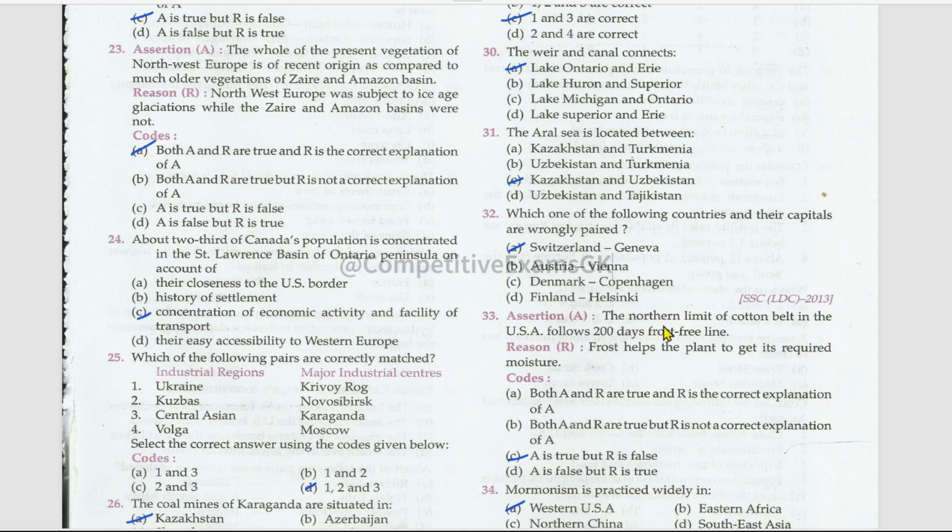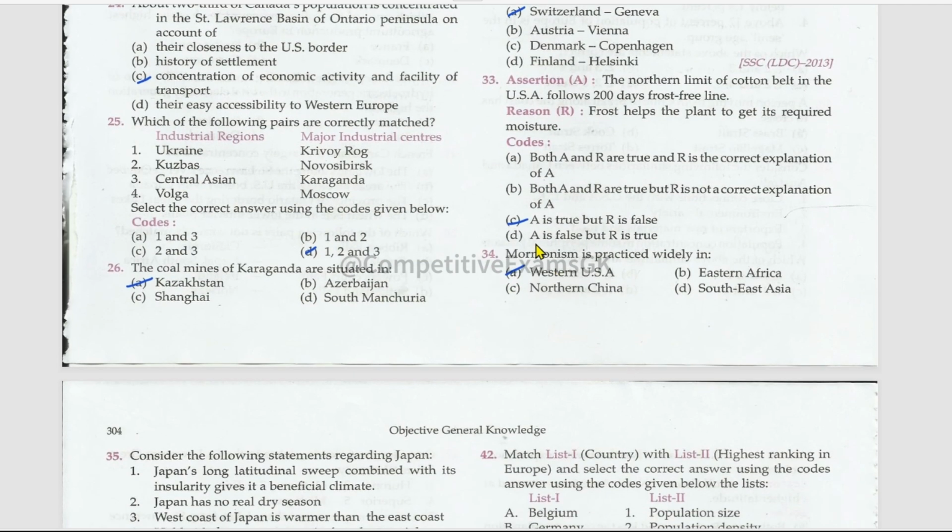Next assertion region. The northern limit of cotton belt in the USA follows 200 days frost-free line. True. Frost helps the clay to get its required moisture. This is false. Assertion is true, but the reason is false. Mormonism is practiced widely in western USA.